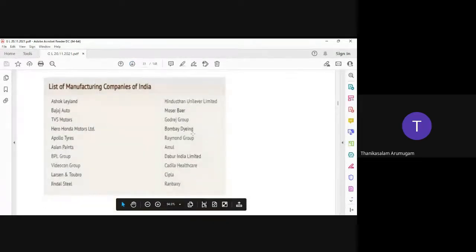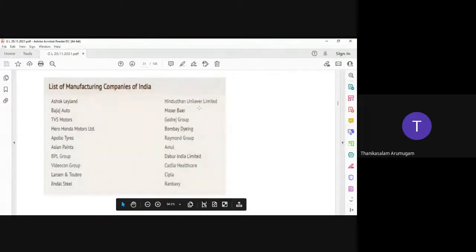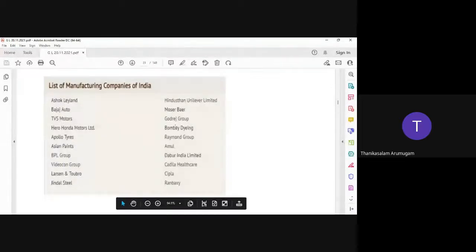Generally, here is a list of companies. Some of the manufacturing companies: Ashok Leyland, Bajaj Auto, TVS Motors, Hero Honda Motors, Apollo Tyres, Asian Paints, BBL Group, Videocon Group, Larsen & Toubro (L&T), Jindal Steel, Hindustan Unilever Limited, Mauser Bayer, Godrej Group, Bombay Dyeing, Raymond Group. Ranbaxy and Cipla manufacture tablets. Torrent India Limited. These are some of the manufacturing companies in India.